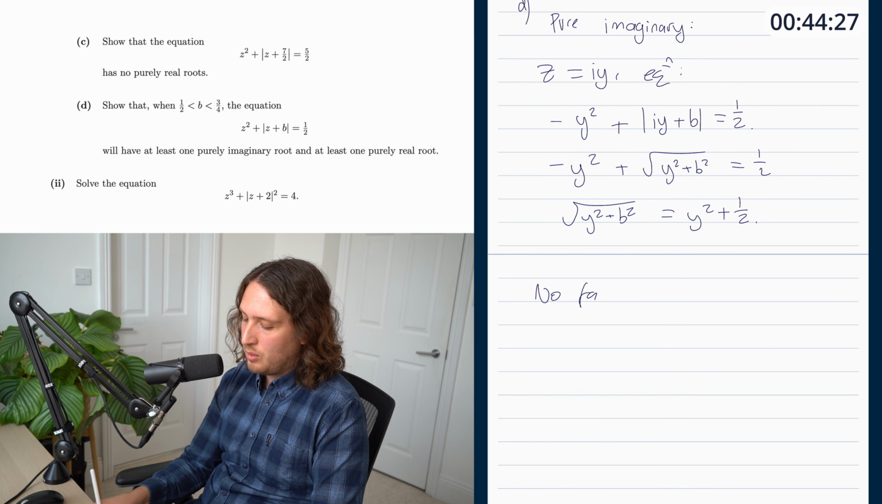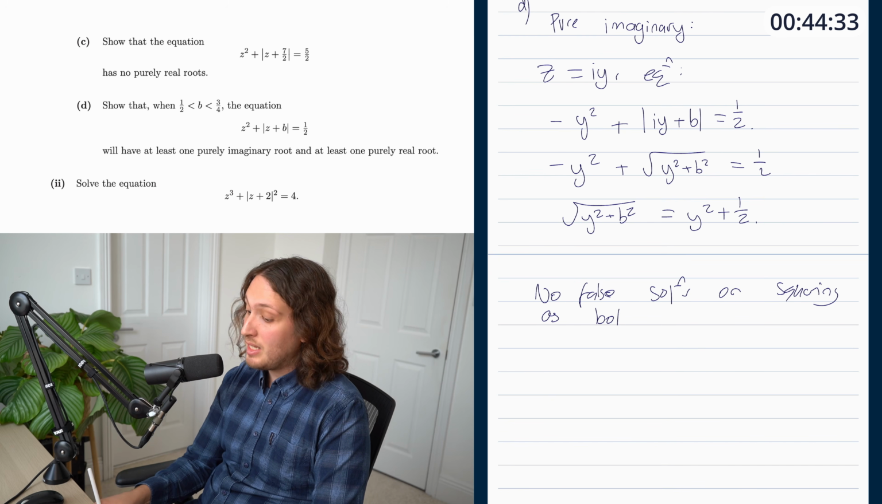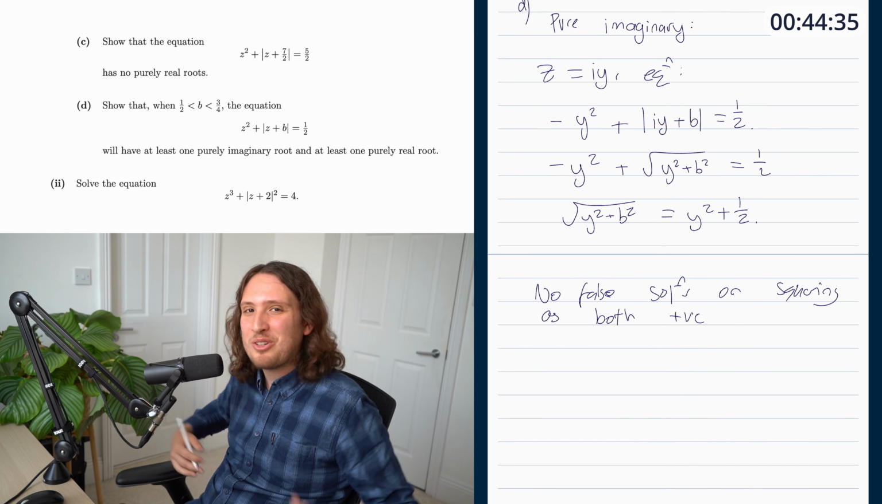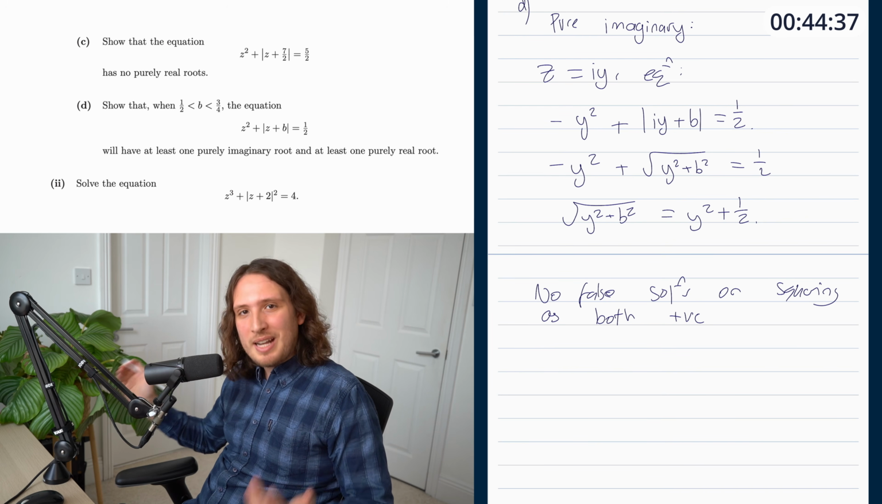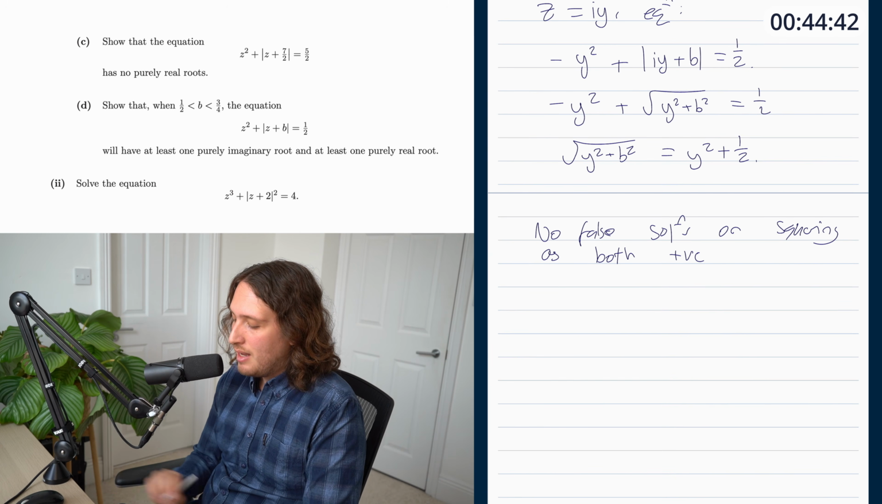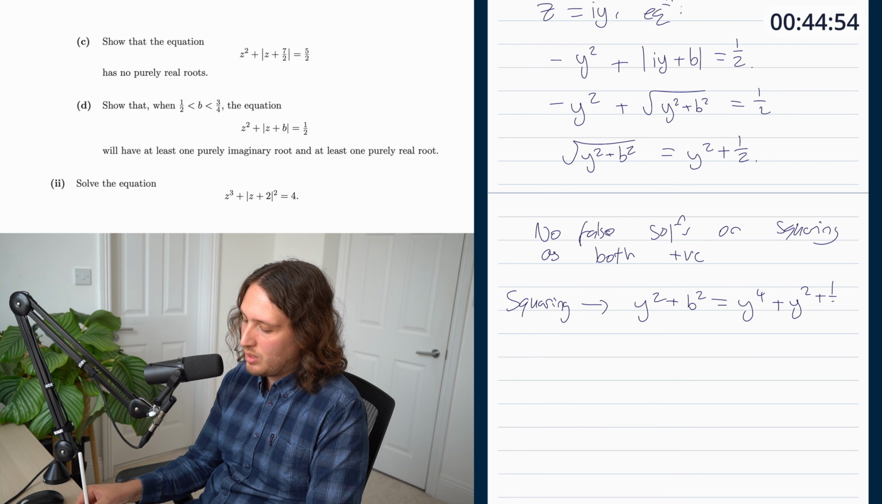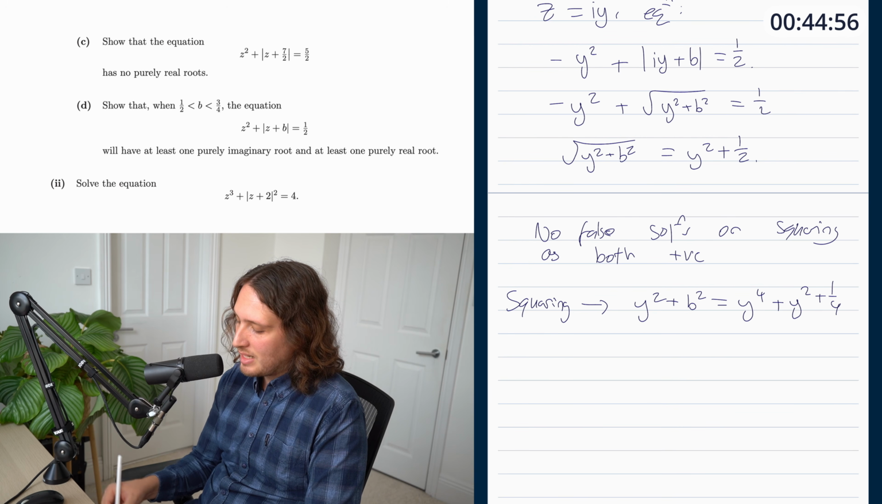Right, no false solutions on squaring as both sides are positive. This is important because if squaring could introduce false solutions, then even having squared, I know that they might not be real solutions. They might be false. So, okay, if I square, I get y squared plus b squared is y to the 4 plus y squared plus 1/4. Marvellous. The y squared cancel.